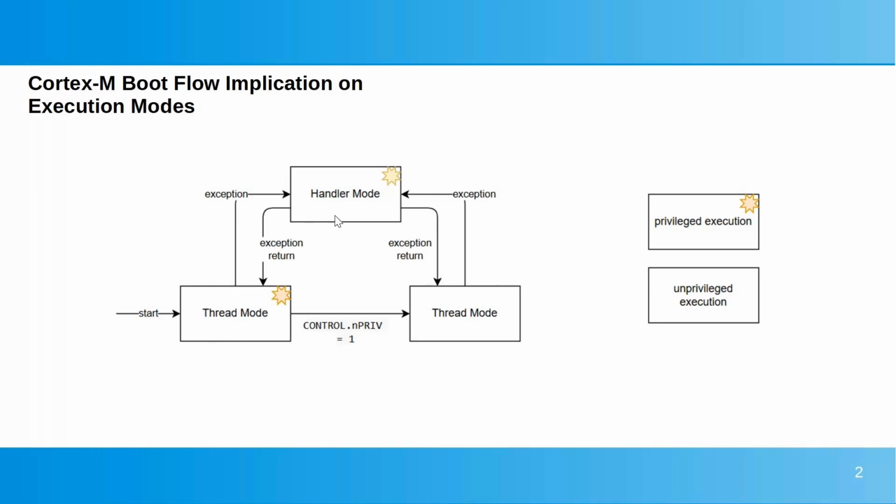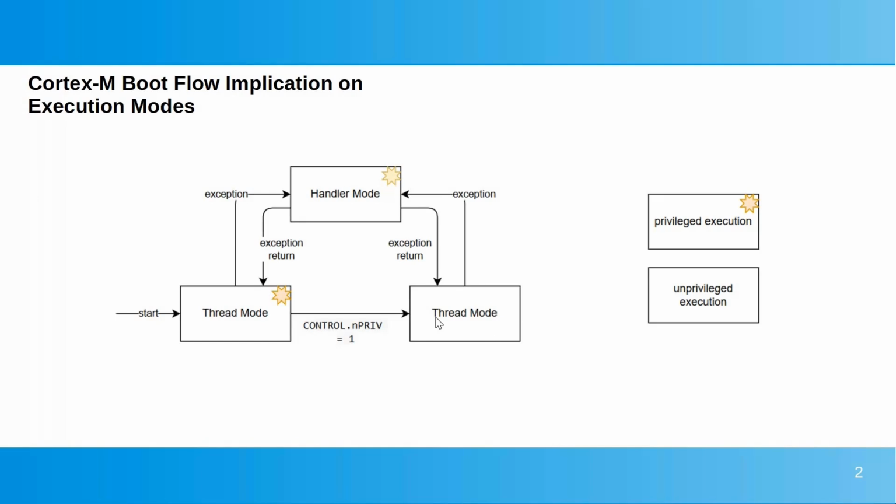Then, to be able to jump to handler mode, we need to trigger an exception or an interrupt. So any exception or interrupt handler will execute by default in handler mode, and your main application will execute in thread mode. After we jump into our exception or interrupt handler, the process will be executed in handler mode, and to return to thread mode, we need to return from our interrupt or exception.